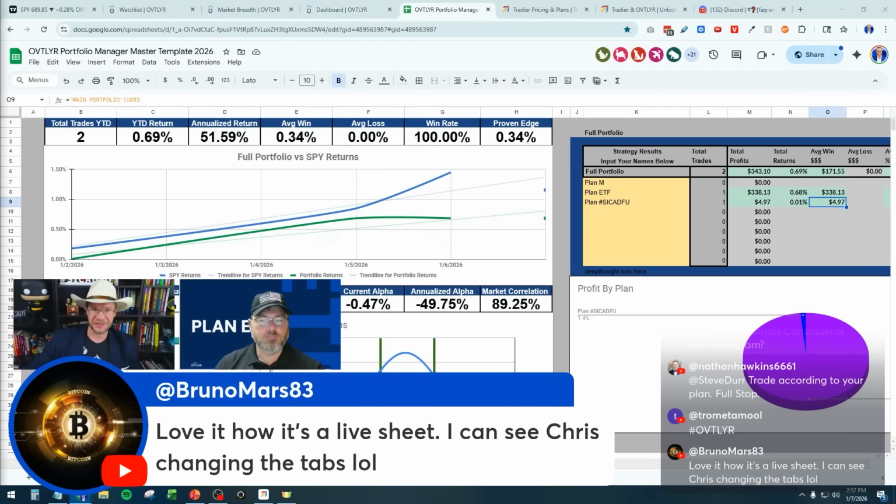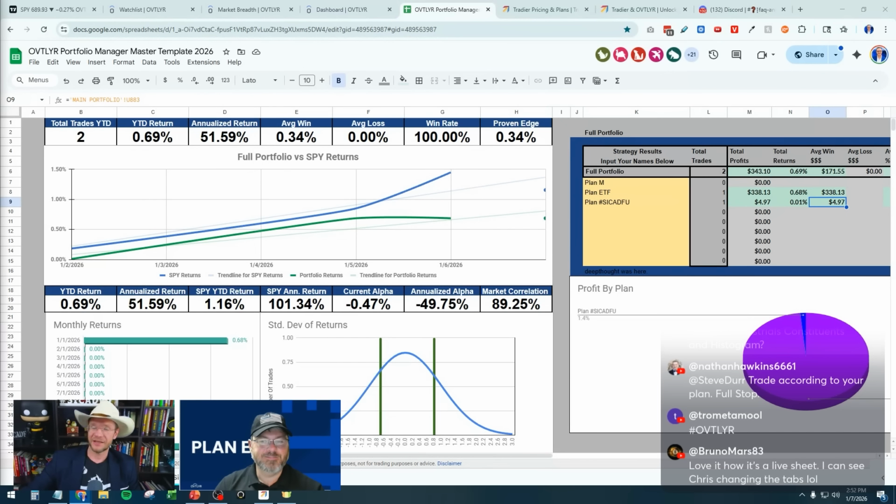Yeah, love how it's a live sheet. You can see me changing the tabs too. Pretty cool, right? The objective here is to be as transparent as possible. Put all the other YouTubers to bed.